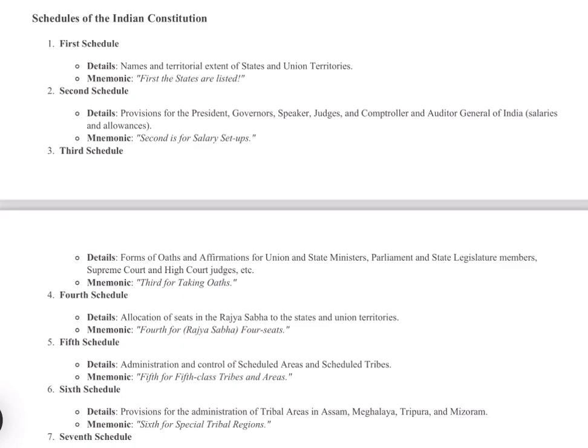The first schedule is about names and territorial extent, which means the boundary of states and union territories. The mnemonic to remember is: first, the states are listed. First stands for the first schedule, and states means the names of states, and territorial extent means boundary. In this particular schedule, you have to remember that it does not only talk about states but union territories, which means UTs, as well.